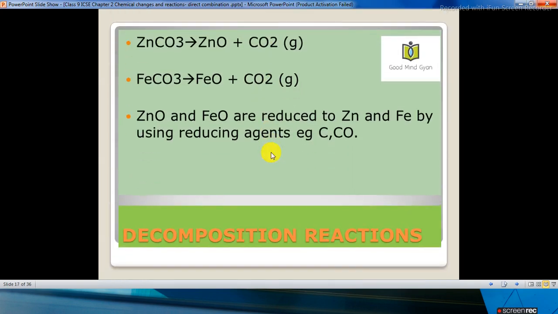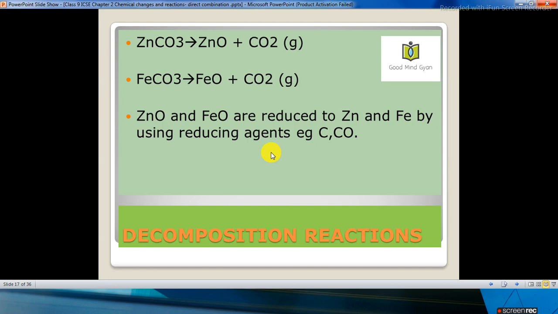Now, we also have decomposition reactions in the field of metallurgy. What is metallurgy? Metallurgy is the study of metals. So, in the field of metallurgy, you are required to extract metals. In this extraction of metals, the decomposition reaction is an important step, in the extraction of metals from their ores. Ores are the impure forms, and a process is used to convert the concentrated ore to its oxide. This process is called calcination.